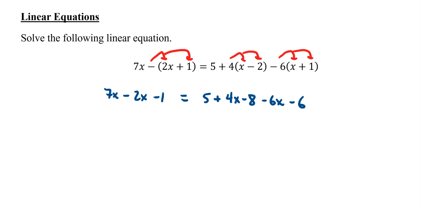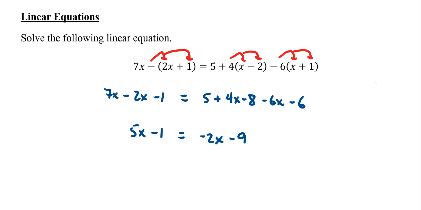Everything is distributed. Now we're going to combine like terms on both sides of the equal sign separately. 7x minus 2x is 5x. And then on the right side, we have 4x minus 6x gives us negative 2x. And then we have some constants. We have 5 minus 8 minus 6. 5 minus 8 is negative 3. Minus 6 is negative 9. Be careful with the negatives, obviously. So now all like terms on both sides are combined.